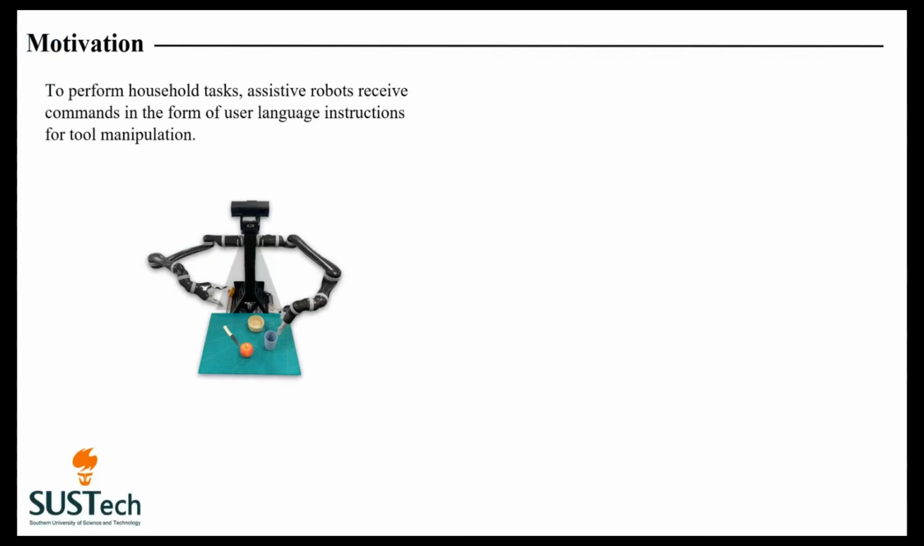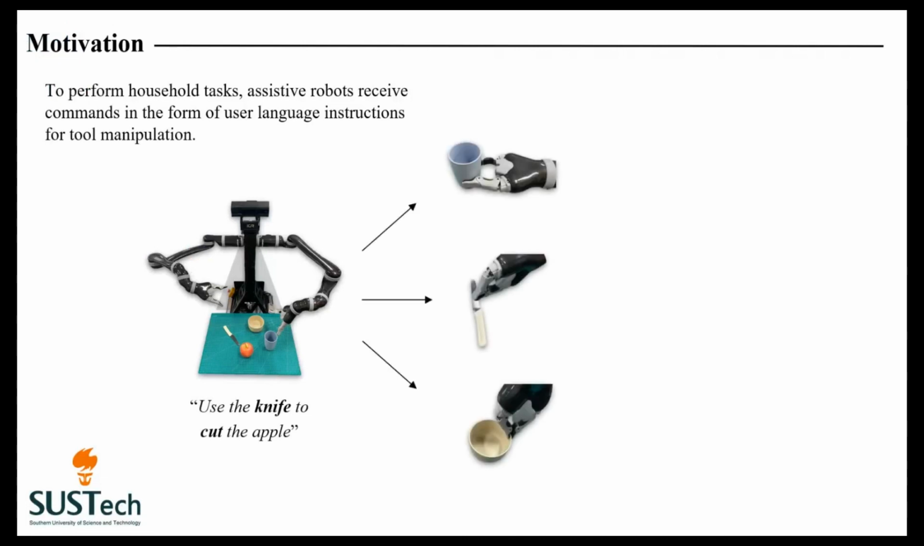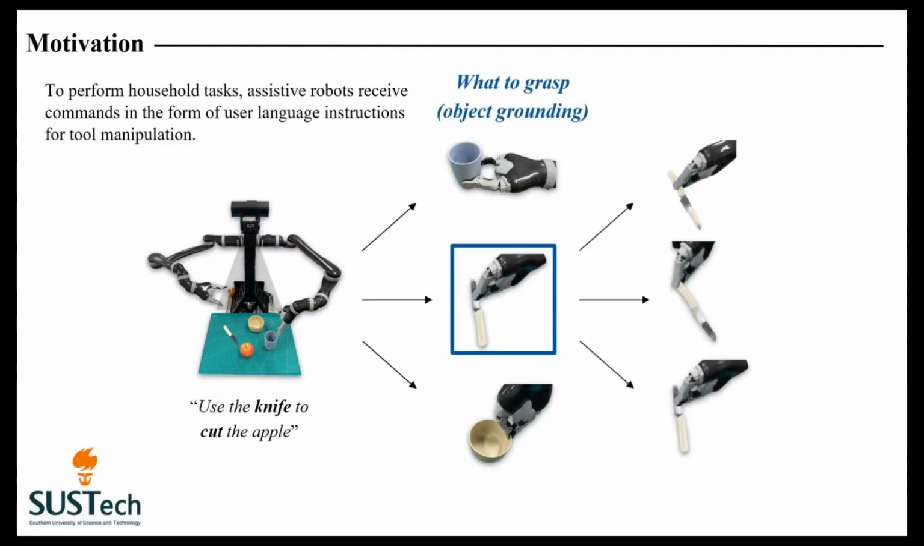To perform household tasks, assistive robots receive commands in the form of user language instructions for tool manipulation. The initial stage involves selecting the intended tool and grasping it in a task-oriented manner. This requires the robot to comprehend not only what object to grasp, but also how to grasp in a manner that enables successful task execution.